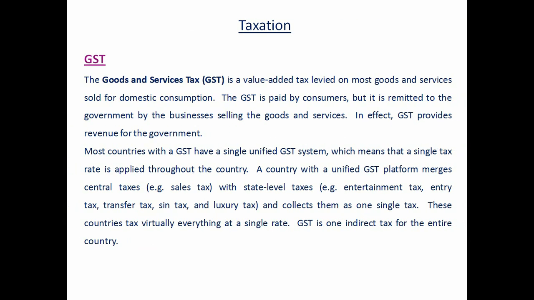Next is GST, goods and services tax. It is a value-added tax levied on most goods and services sold for domestic consumption. GST is paid by the consumer, but it is remitted to the government by the business selling the goods and services. Most countries with a GST have a single unified GST system, which means that a single rate is applied throughout the country. A country with a unified GST platform merges central taxes with state taxes like sale tax, entertainment tax, entry tax, luxury tax, and so on, and collects them as one single tax. These countries are virtually taxing everything at a single rate. GST is one indirect tax for the entire country.